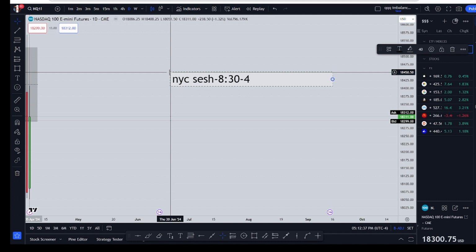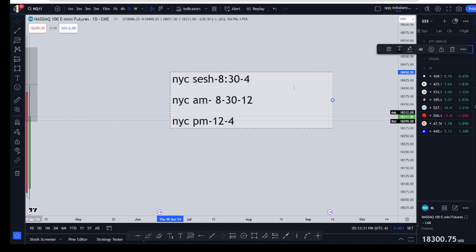So this is your whole NYC session, but then it's broken down into two smaller sections. Your smaller sessions would be called NYC AM, which is 8:30 to 12, and then your NYC PM, which is from 12 to 4. These are your time frames right here, and for your NYC, this is just one session timing. This is the main session. This is the session I trade.